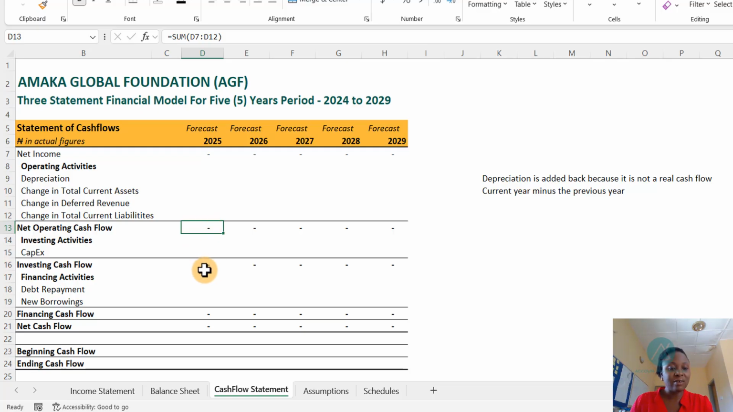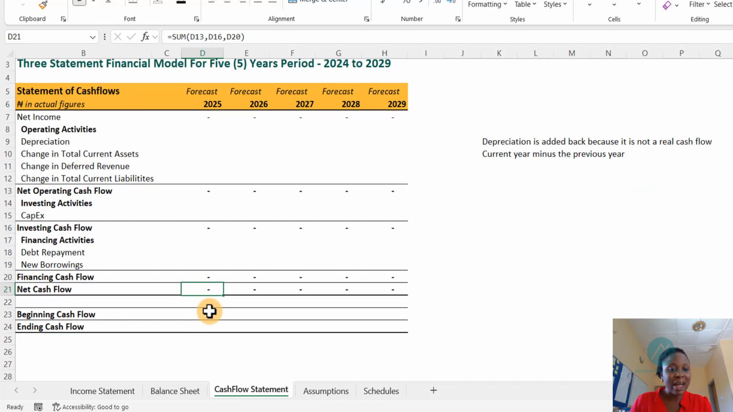Then investing activity, which deals with fixed assets and capex, sales and purchase of assets. So you put in there and you get your investing cash flow. Financing, it's all about debt, borrowing, equity. Then you put in your financing cash flow. Then this is the net cash flow. Then the beginning cash flow.